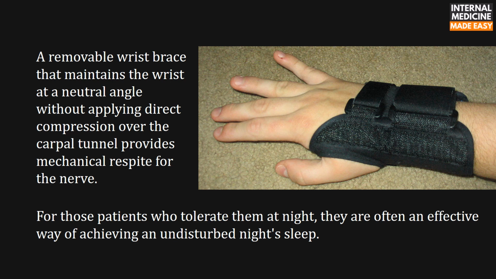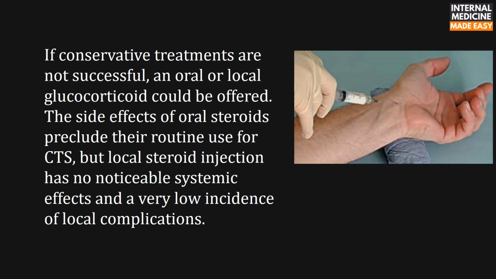A removable wrist brace that maintains the wrist at a neutral angle without applying direct compression over the carpal tunnel provides mechanical respite for the nerve. For those patients who tolerate them at night, they are often an effective way of achieving an undisturbed night's sleep. If conservative treatments are not successful, an oral or local glucocorticoid could be offered. The side effects of oral steroids preclude their routine use for carpal tunnel syndrome, but local steroid injection has no noticeable systemic effects and a very low incidence of local complications.